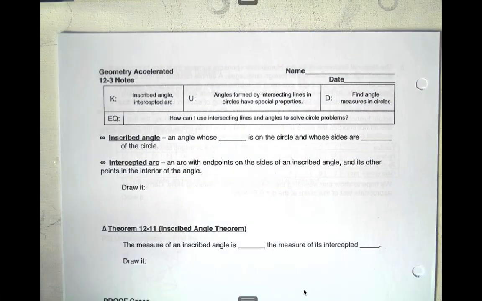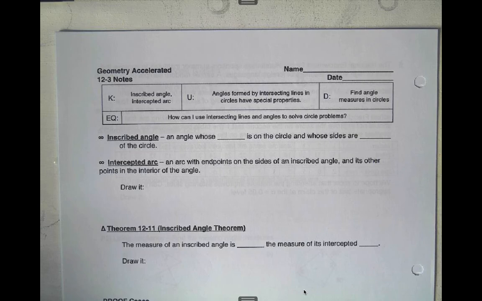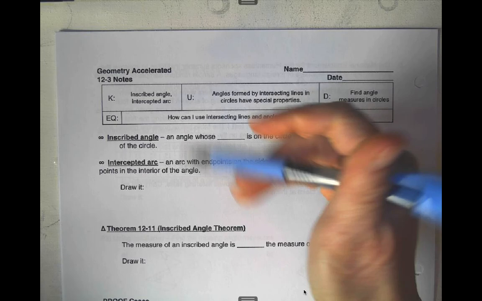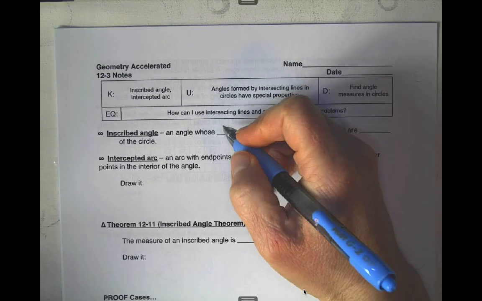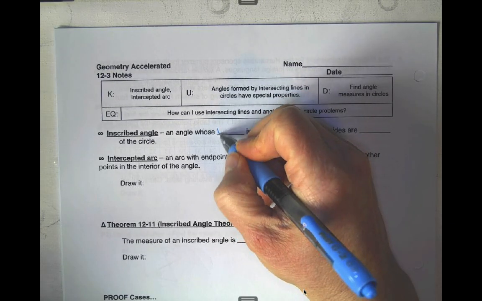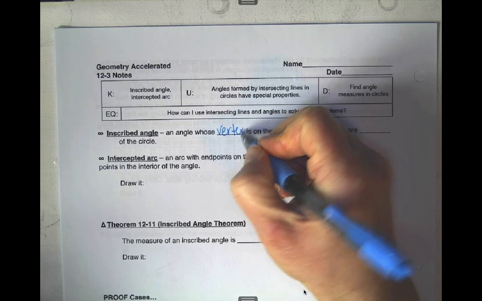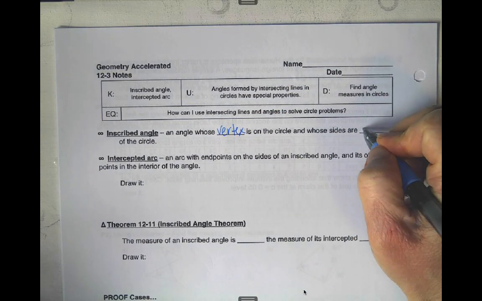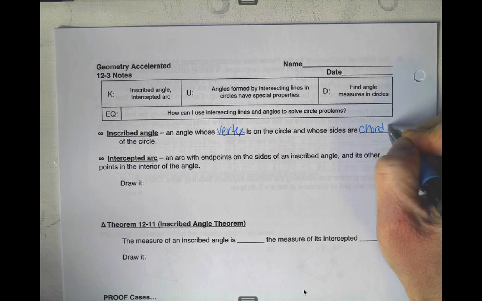All right, 12.3, we're still continuing to discuss circles. We're going to talk about some other kinds of angles inside circles. So we have inscribed angles. An inscribed angle is an angle whose vertex is on the circle and whose sides are chords of the circle.